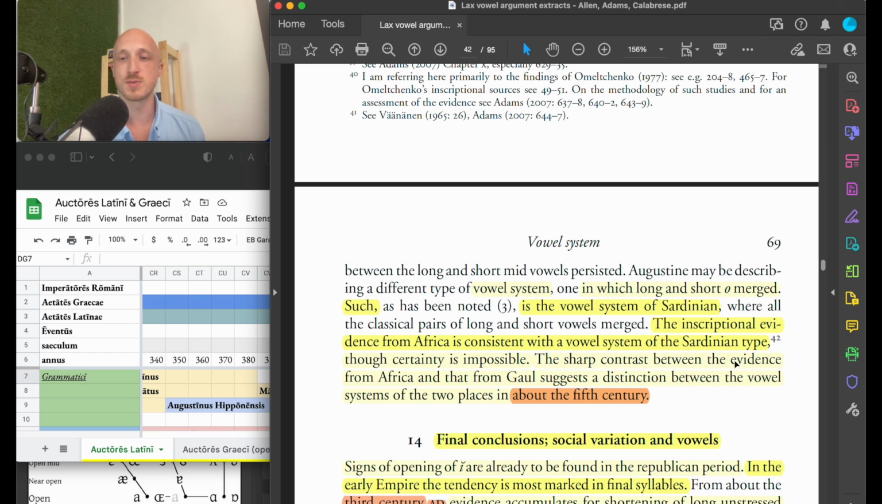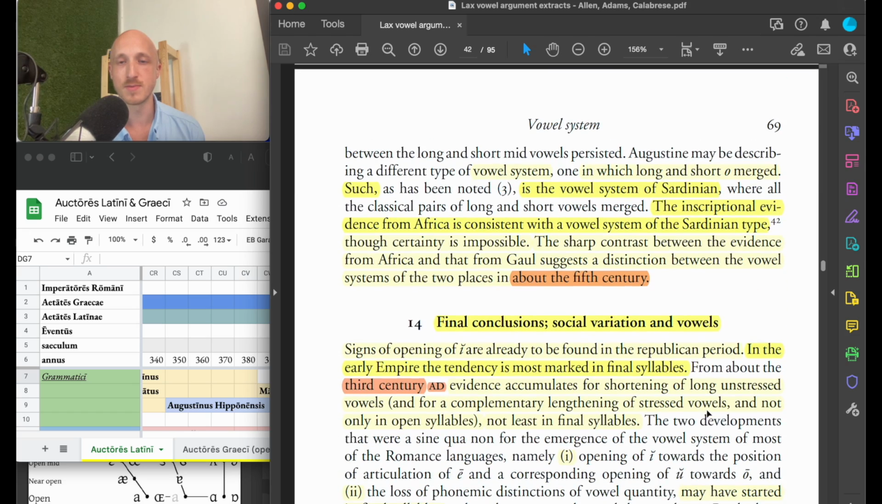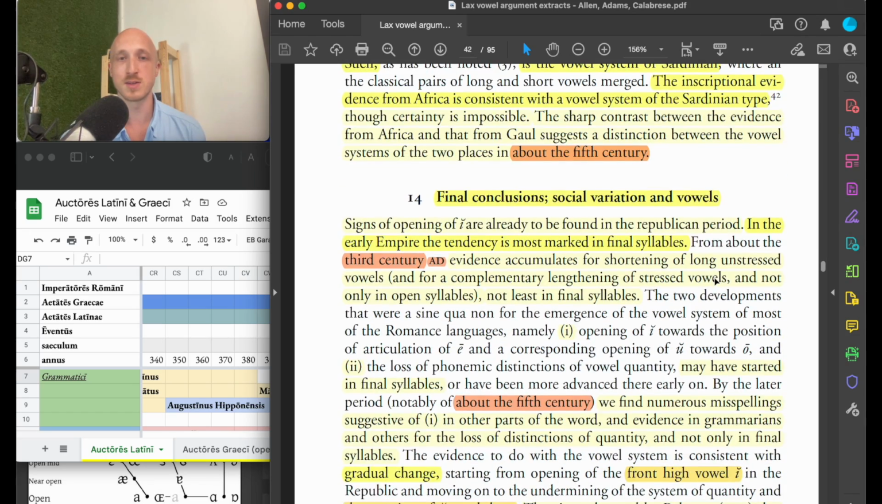The sharp contrast between the evidence from Africa and that of Gaul suggests a distinction between the vowel systems of the two places in about the 5th century. Very interesting. Final conclusion: social variation in vowels.